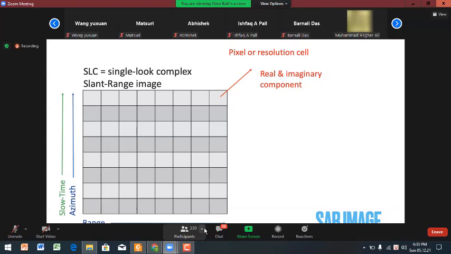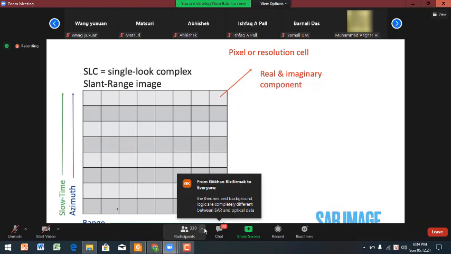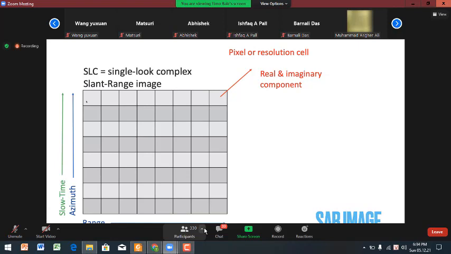There's also a different name for range. Range is sometimes called fast time, and azimuth is sometimes called slow time. Why? Because in range direction, as well as in azimuth direction, the unit from one pixel to another is actually given in time. So in range direction, that is given basically with the speed of light.